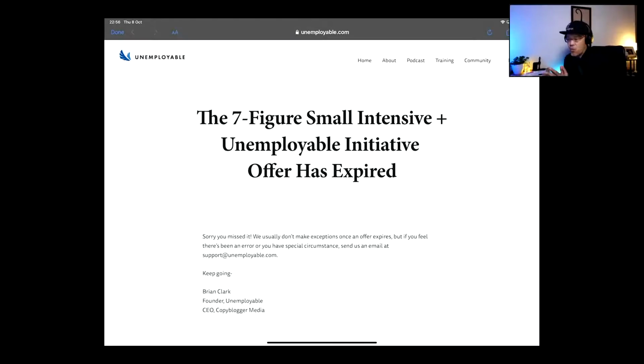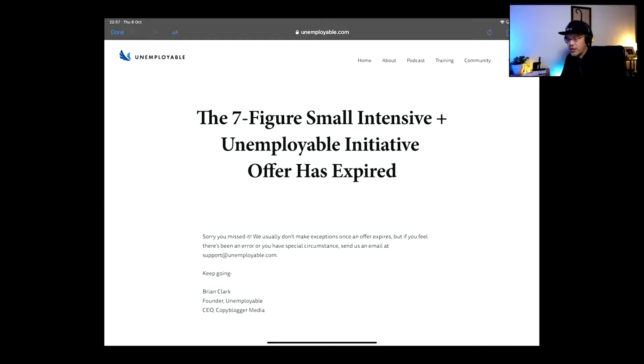In this offer, what they were offering was a two-in-one. Essentially, you pay for the seven-figure small intensive program, which is 490, and you would be given 12-month access to their membership site, which is the Unemployable Initiative. The thinking behind that was because they have had experience managing a community under Copyblogger, and because of that, they've realized that people come for the content but they stay for the community, and that's something that you would want to consider as well.